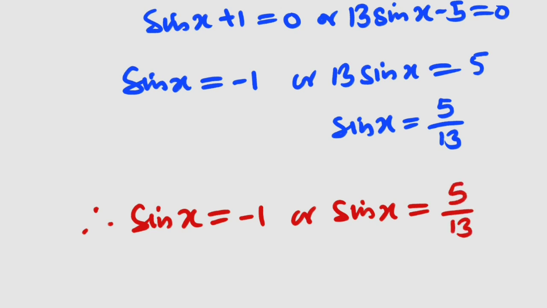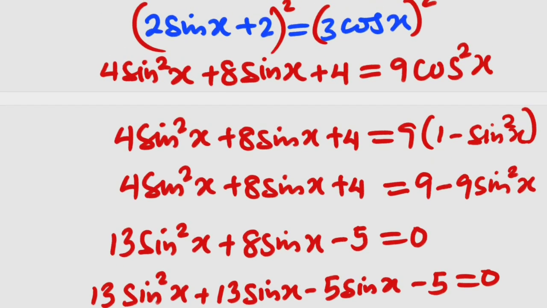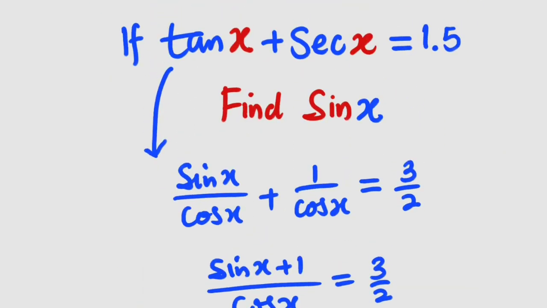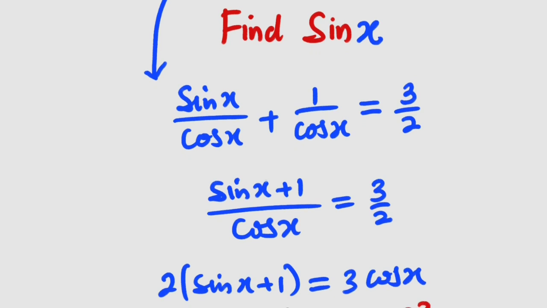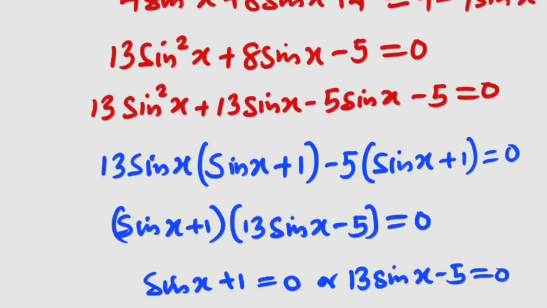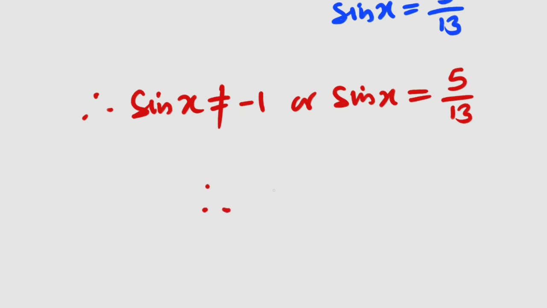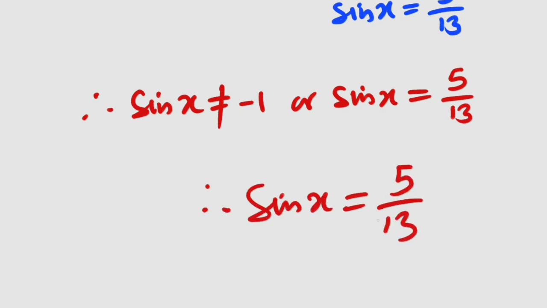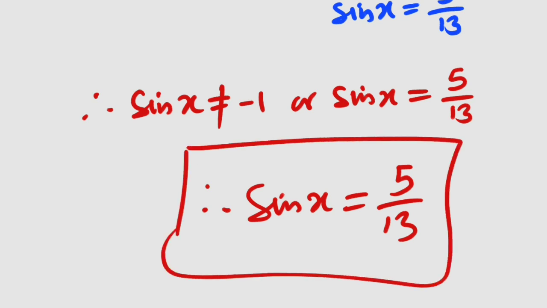But wait, sine x cannot be negative 1. Why? Because let's come back here. If sine x is negative 1, you see we have negative 1 plus 1, which is 0, and 0 divided by cosine x is 0, which is not the same thing as 3 divided by 2. Therefore, sine x cannot be negative 1. And we conclude that sine x is definitely 5 divided by 13. And this is the solution to this problem.